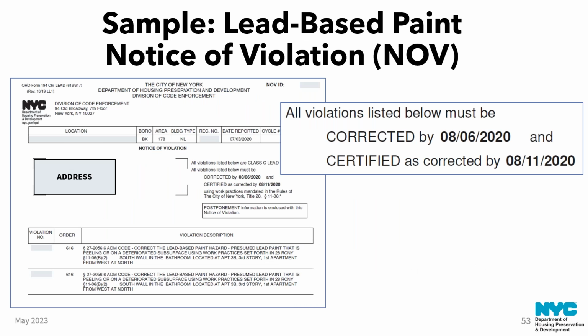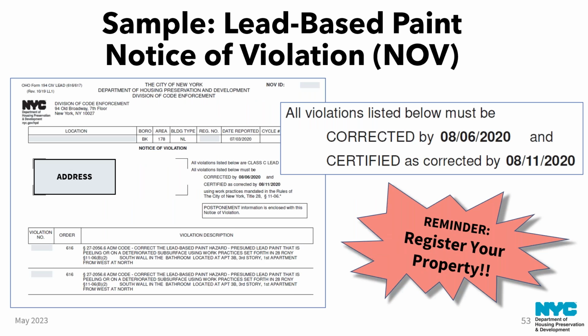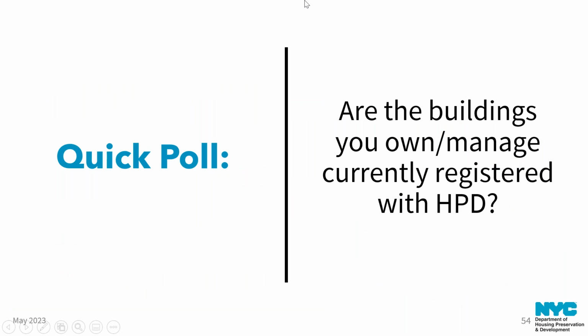This is an example of a notice of violation for a lead-based paint condition. It's a good time to remind everybody, register your property so that you hear from us and you receive these letters when any kind of violation is issued. And there will be some important deadlines and instructions visible on the notice of violation. So we might as, oops, skipped a slide there. We'll just reinforce this with a quick reminder and a poll.